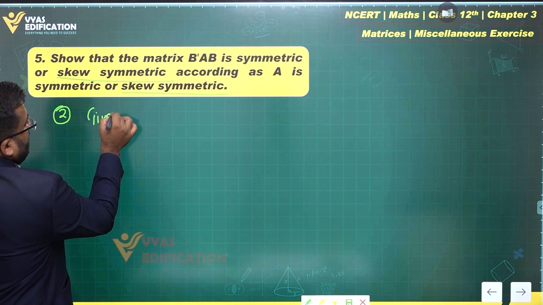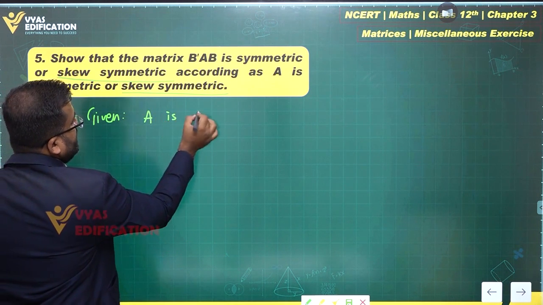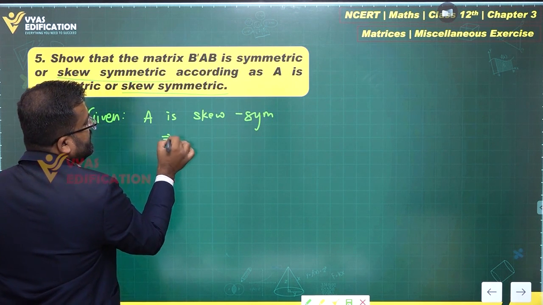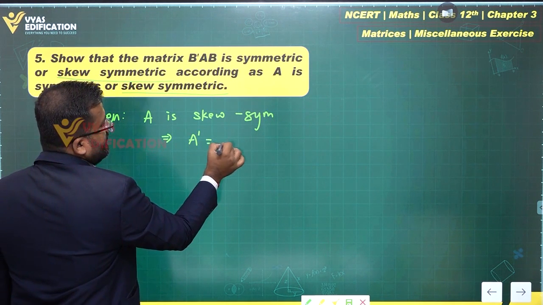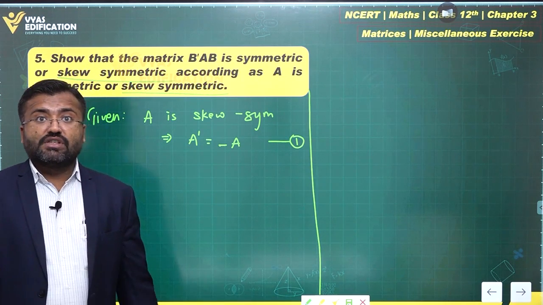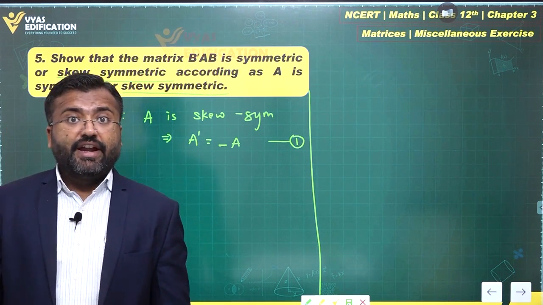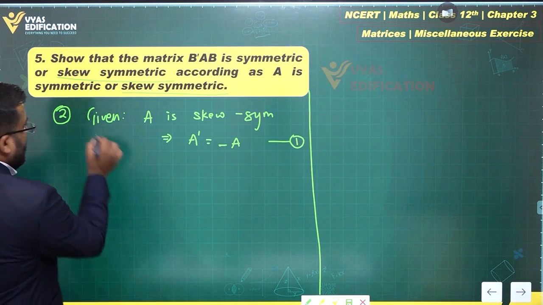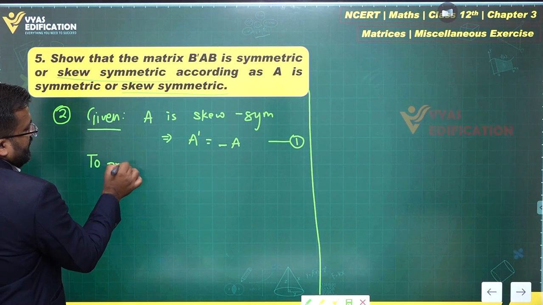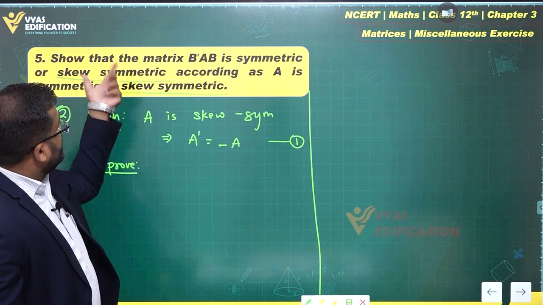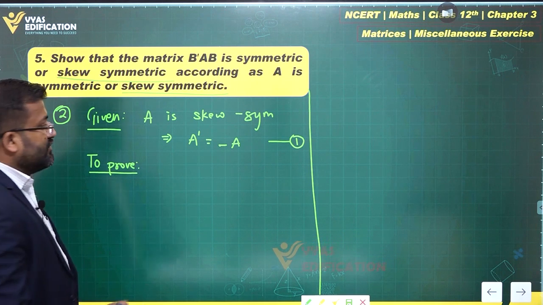Given A is a skew symmetric matrix. Now what does skew symmetric imply? It implies A transpose will be equal to minus A. Let's call this statement 1, which is given to us. A transpose will be equal to minus A. This is the definition of skew symmetric. And we are supposed to prove, what do we want to prove over here? Show that the matrix B transpose AB is skew symmetric.